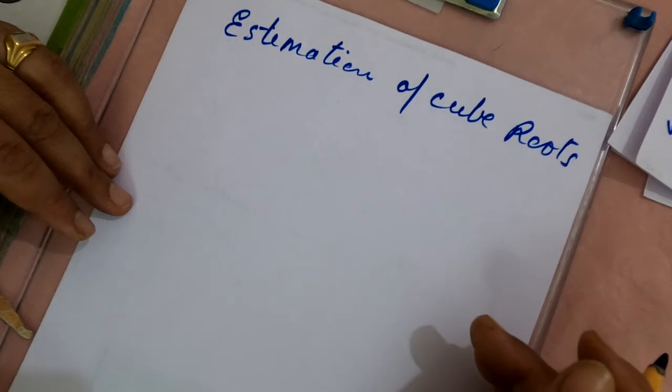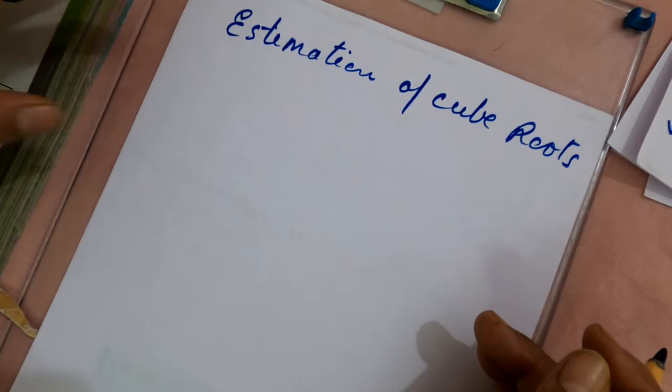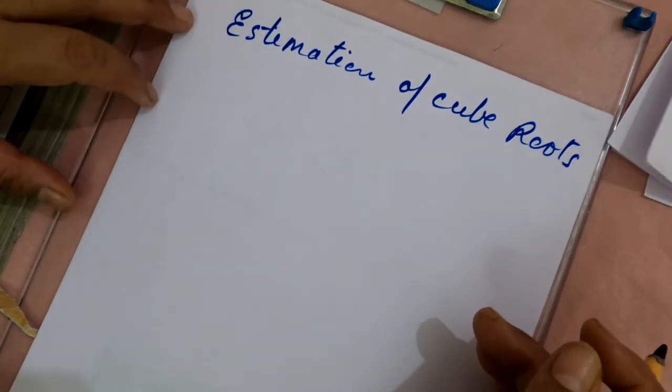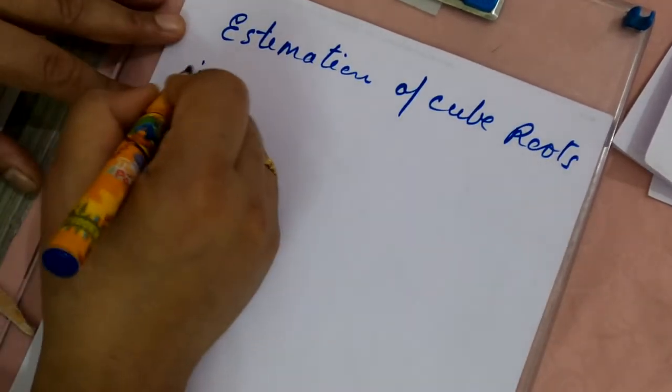We don't have any method except the prime factorization method to find out the cube root. We can estimate here. It is not a method of finding it, but we can have an idea of it. Let us take a question.